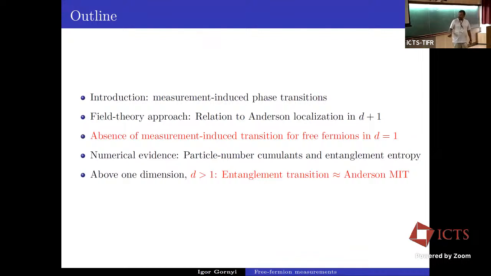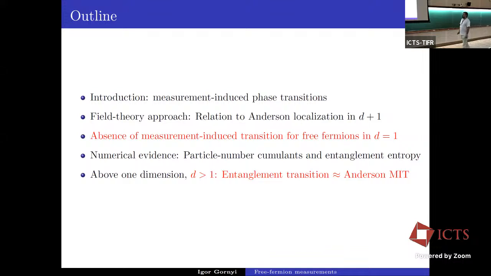So I will start with a brief introduction, thanks to Michael. Yesterday, Michael Buchholz already introduced the topic of measurement-induced phase transitions. And then I will jump to the field theoretical approach and show how measurement-induced transitions are related to Anderson localization. And then I will discuss one-dimensional free fermions under measurements.